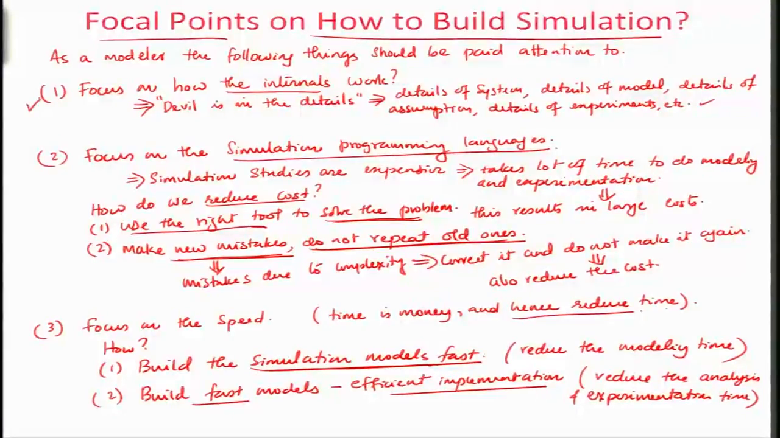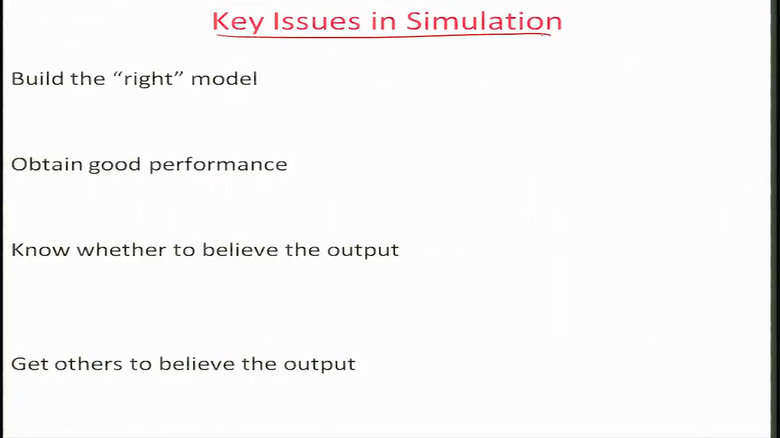So, these three focal points: focus on how the internals work, focus on which programming language or tool to use, the tool aspect of it, and focus on the speed. These three focus points should be paid attention to by the modeler to realize a very good simulation study. Okay. With that, now we will get into what we call the key issues in simulation. And as I said earlier, with the focal points, some of the aspects are important, so here we will focus on major questions that are to be answered under each category.